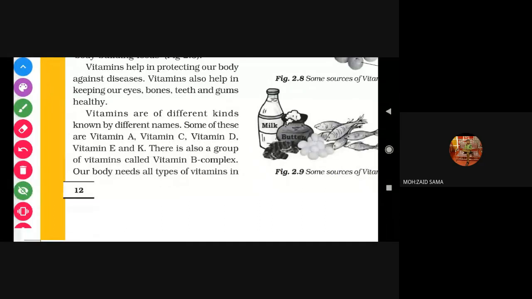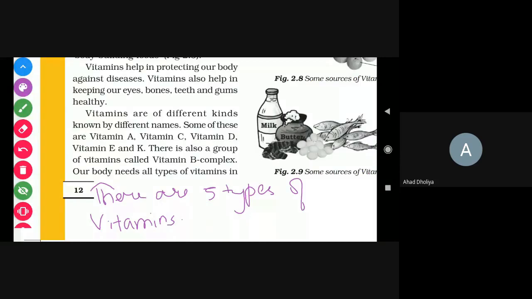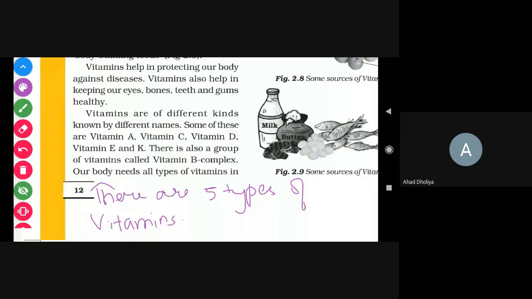Then you have to write there are five types of vitamins. If somebody doesn't know the spelling of anything, then it's easier for them to write. That's why I'm writing it on the screen. There are five types of vitamins. Which are the five types? Vitamin A, vitamin C, vitamin D, vitamin E and K.